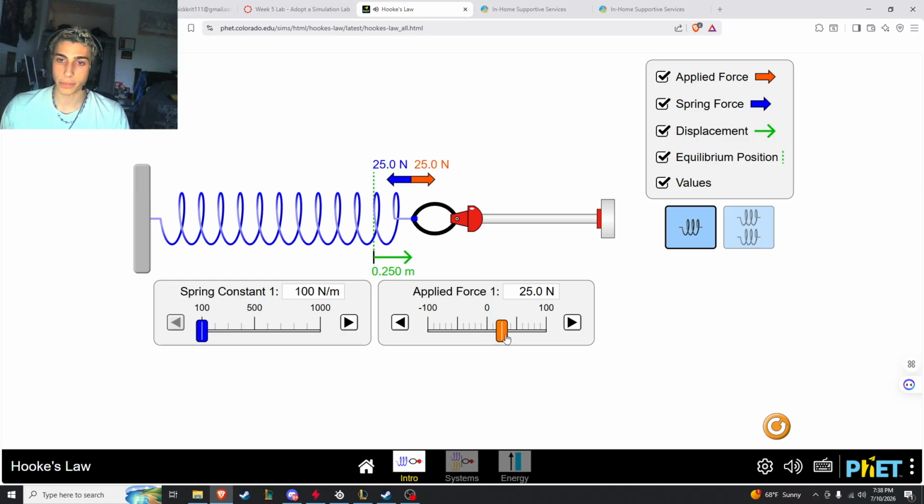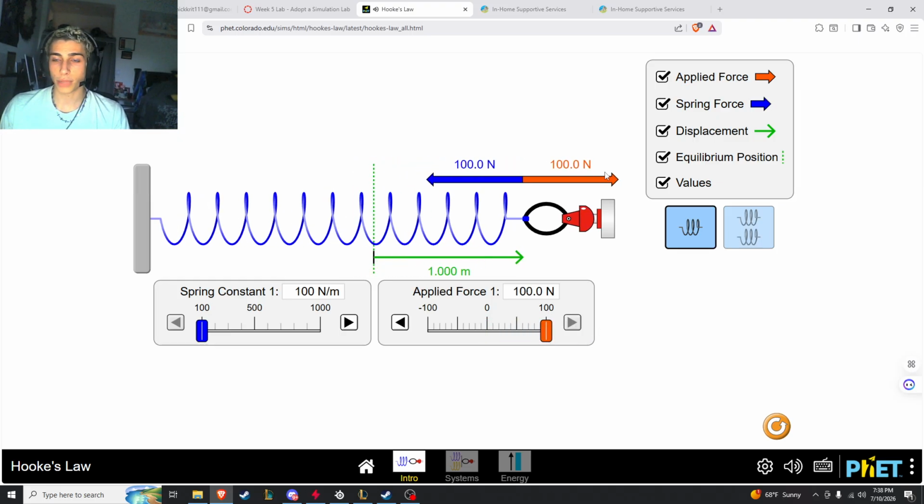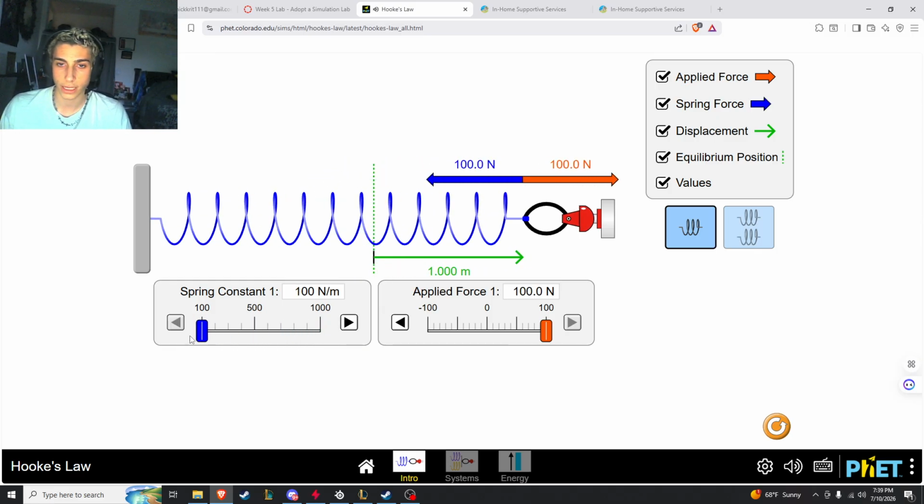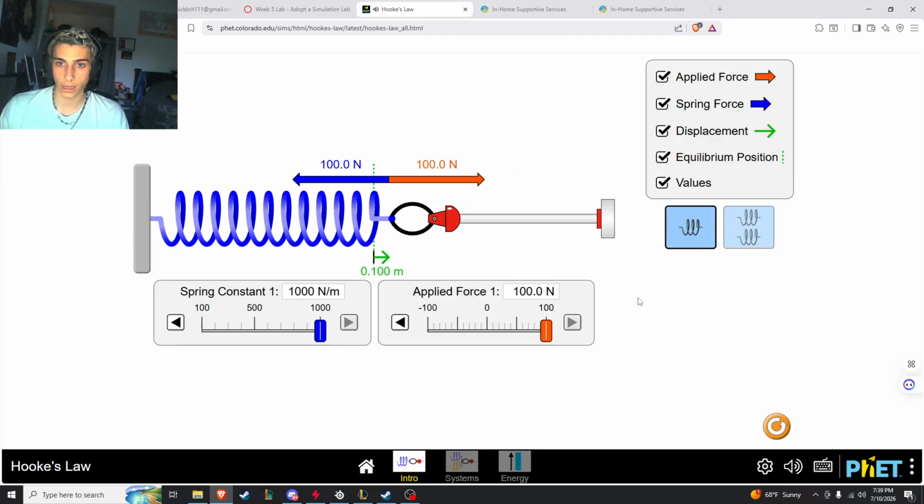So if we turn up the applied force all the way, we can see that the applied force is directly proportional to the spring force, the return force that's happening here. The only thing that changes in this situation is the displacement of the spring, and that is inversely proportional to the spring constant. So in this situation, the lower the spring constant is, the higher the displacement is going to be, and the other way around.